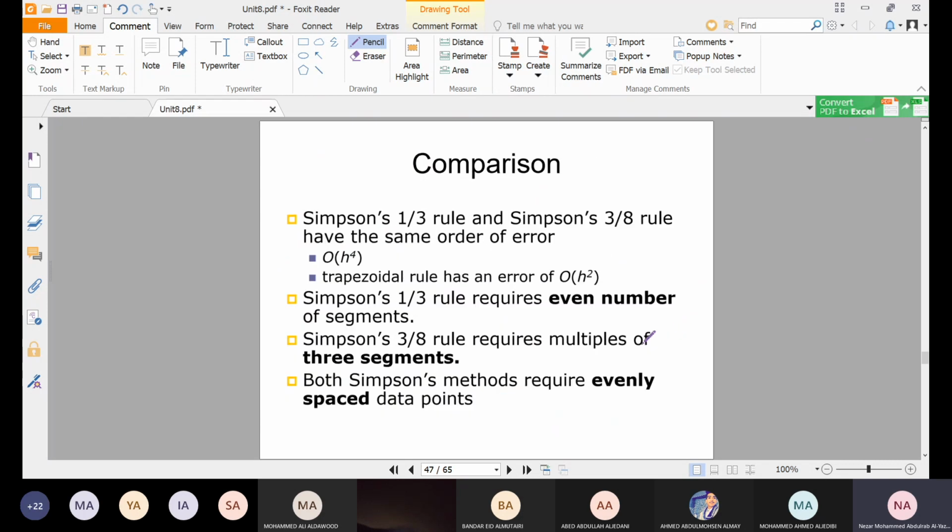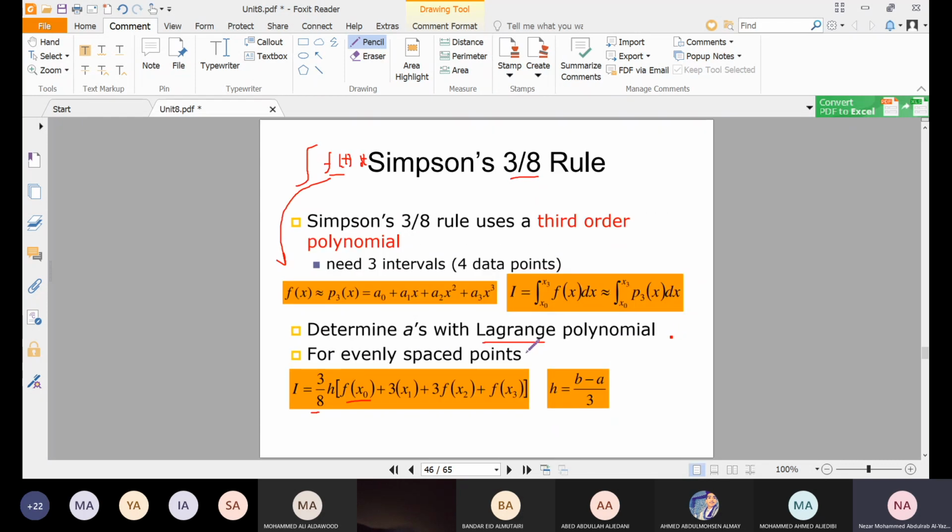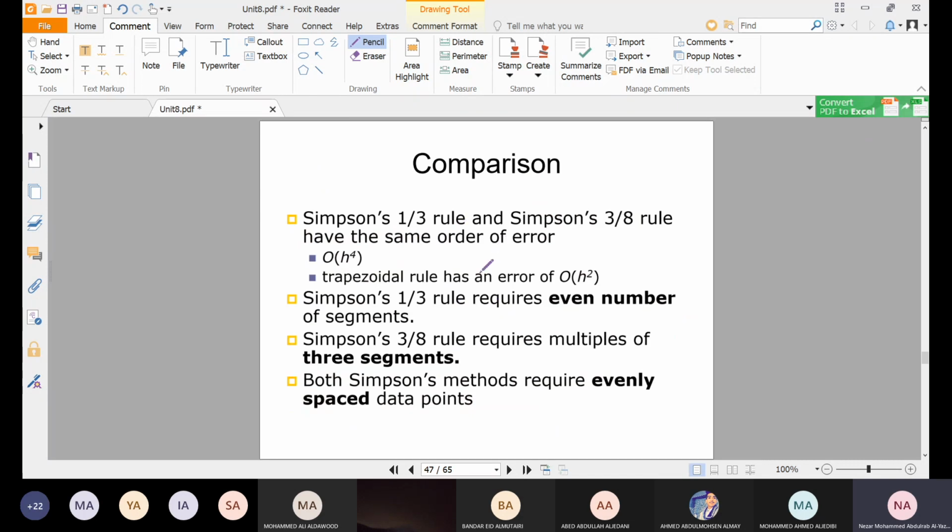Okay, so this is the form that we have, but here we don't have examples. You can try the previous one. What we want here is to focus usually on the third order Simpson and the previous method, the trapezoid rule.